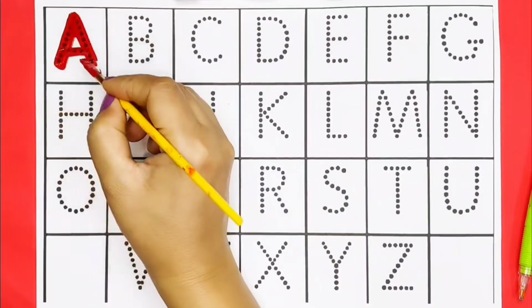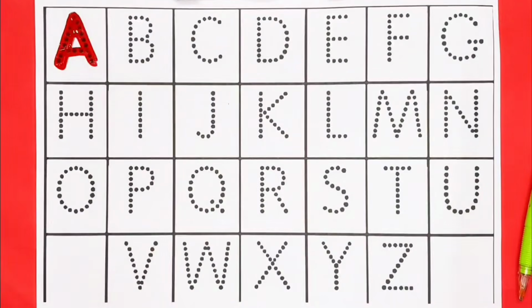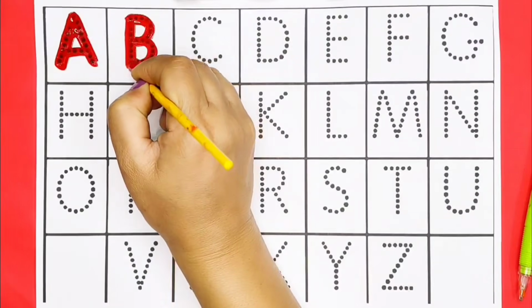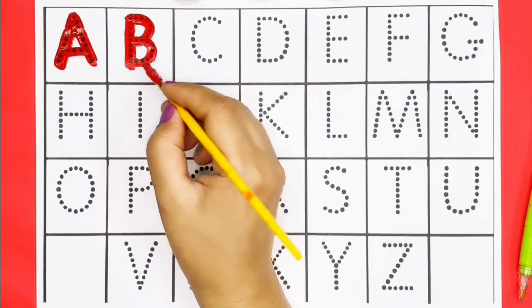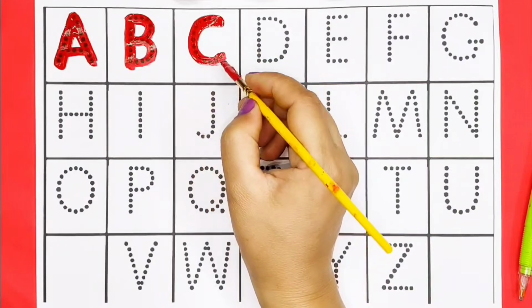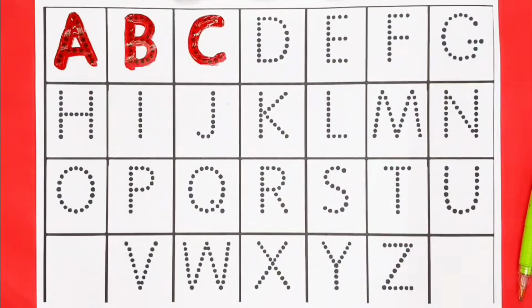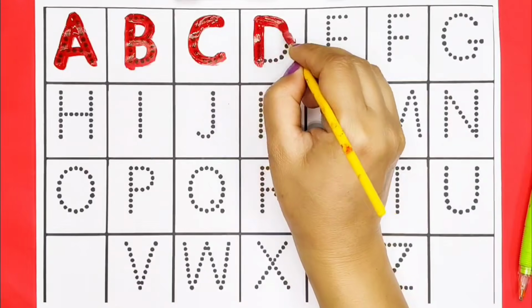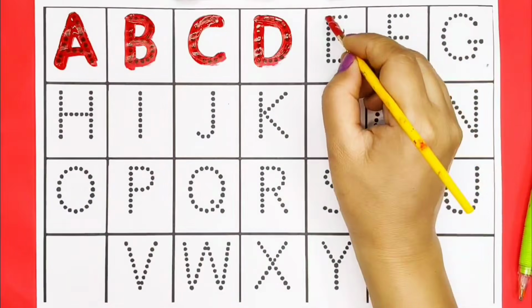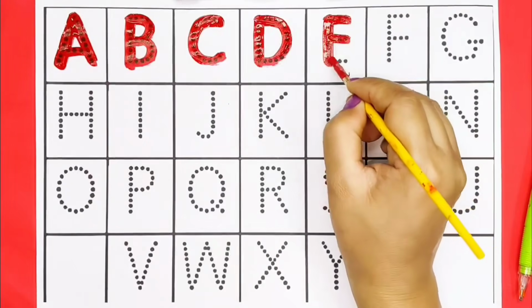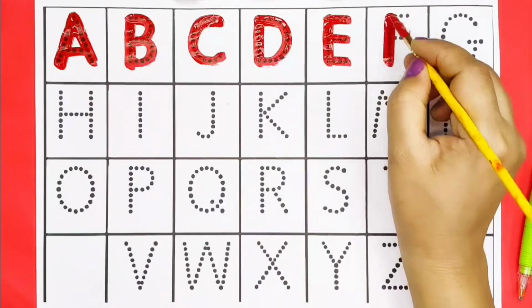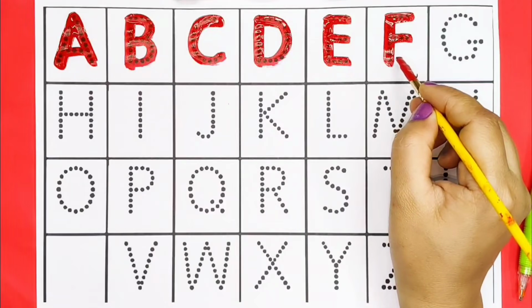A. A for apple. B. B for ball. C. C for cat. D. D for dog. E. E for elephant. F for frog.